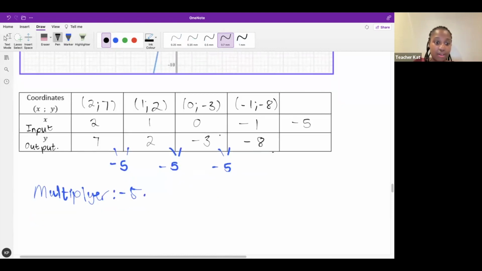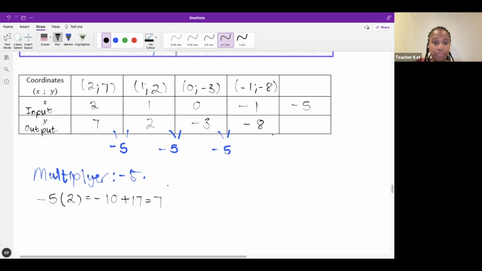Now let us find our formula. So I'm going to start with the first one. -5 times my input of 2. What's -5 times 2 here? -5 times 2 is -10. Now, how on earth am I going to get to 7? +7. Nice. I have to add 17 and I will get to 7. Let's test it with another one.